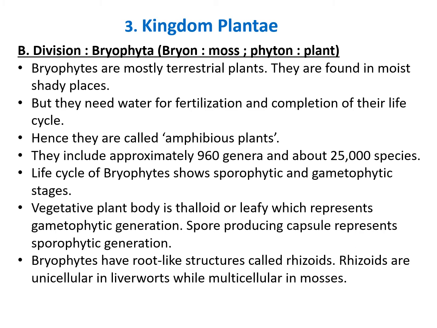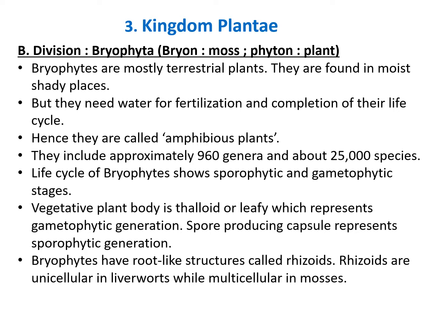Chapter number 3, Kingdom Plantae. B. Division Bryophyta. Bryon means moss, phyton means plant. Bryophytes are mostly terrestrial plants. They are found in moist, shady places, but they need water for fertilization and completion of their life cycle.